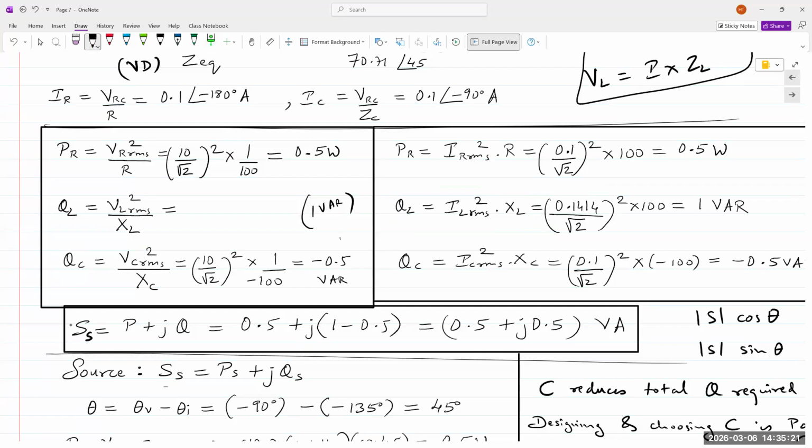I haven't solved this. I will assign this as student practice. You should be able to obtain this answer, 1 VAR. Find the voltage across the inductor, and you should be able to apply the power equation and solve it. All right, let's take a pause. Let me know if you have any questions.